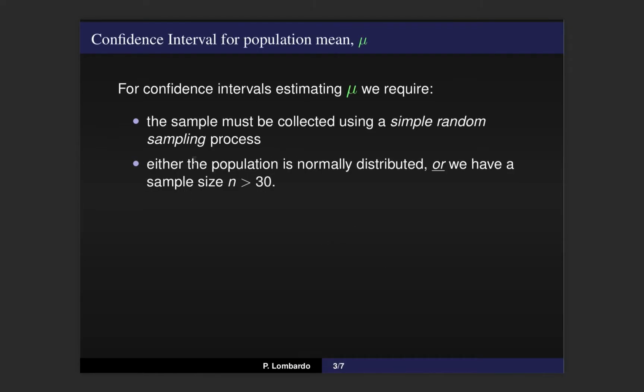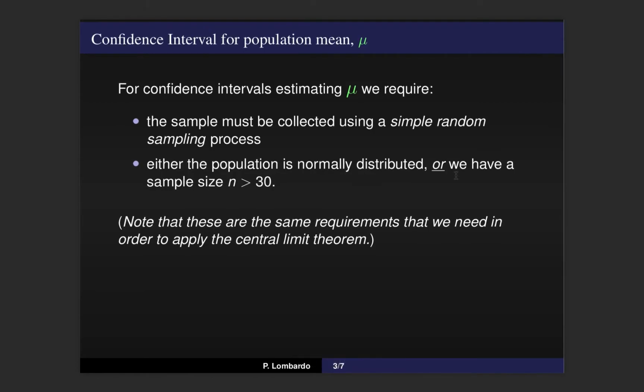Second, you have to be able to assume either your original population is normally distributed or we have a sample size of at least 30. Now, typically we don't know anything about our original population, so this usually just boils down to making sure that you have a sample size of at least 30 different pieces of information before you can trust the estimate given by the confidence interval. Keep in mind, this is the same requirement that we have for the central limit theorem. Right, and that's really no mistake.